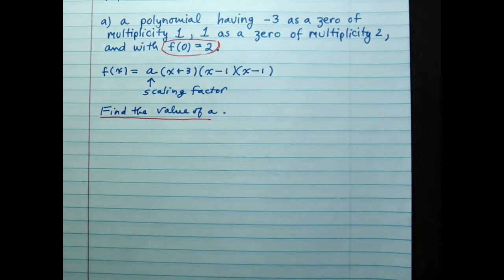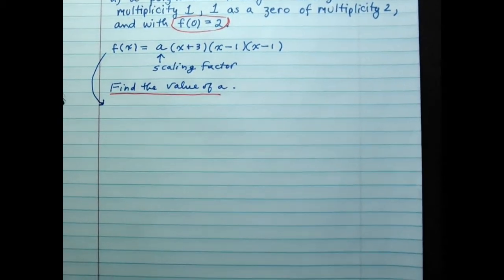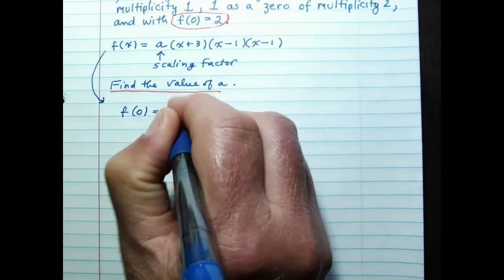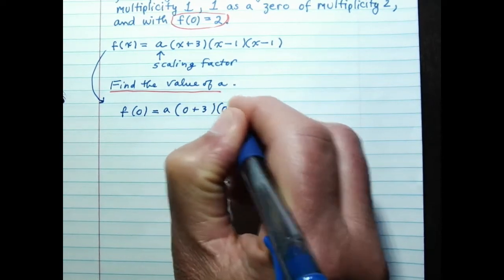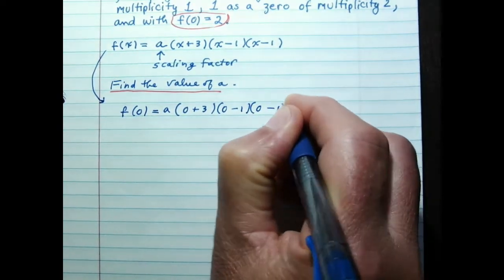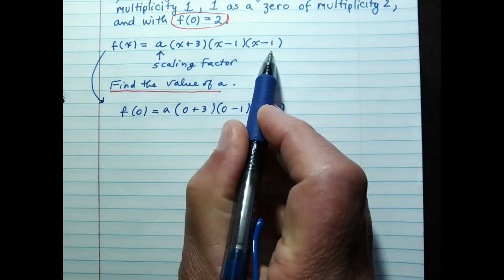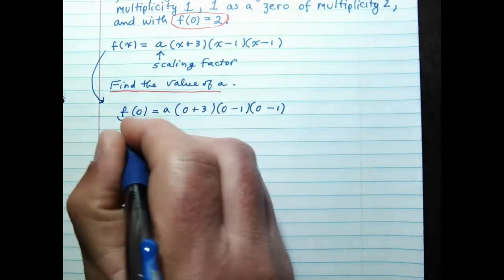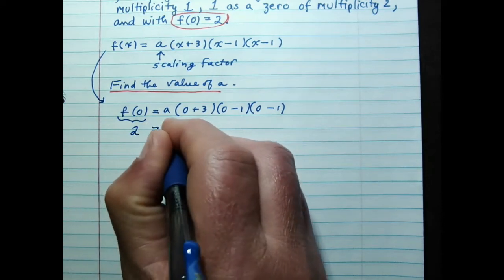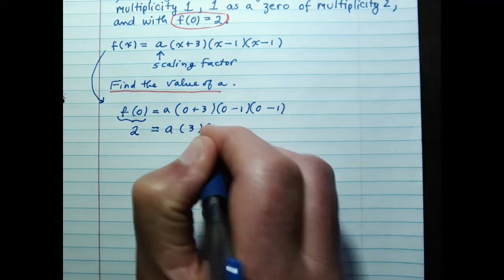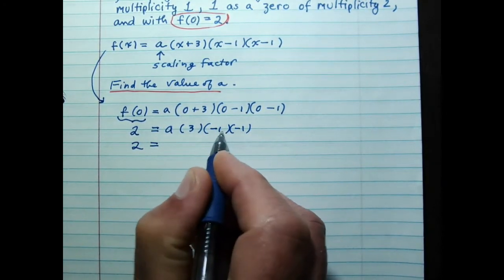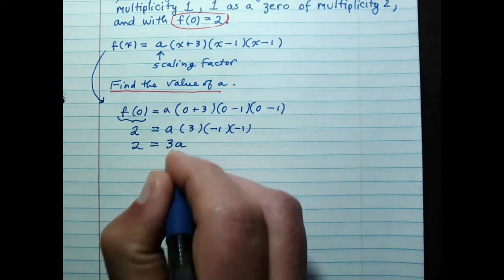0 equals 2 information. So I'm just going to recopy the function here down below, but I'm going to plug in 0. So I'm going to say f of 0 is a times 0 plus 3 times 0 minus 1 times 0 minus 1. So I just use this expression here. I replace the x's with zeros. Now that condition says that f of 0 should equal 2. So I want 2 to equal a times 3 times negative 1 times negative 1. Well, that means negative 1 times negative 1 is 1, times 3 is 3. So 2 is equal to 3a.